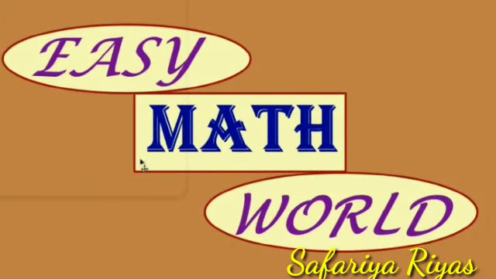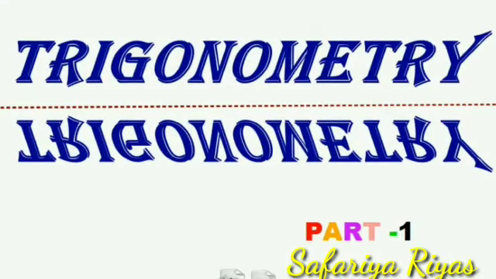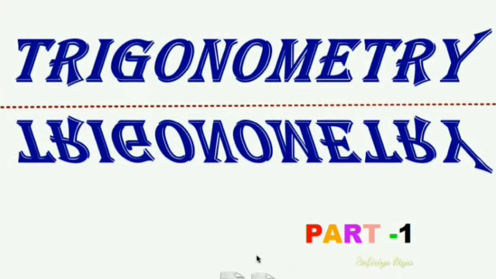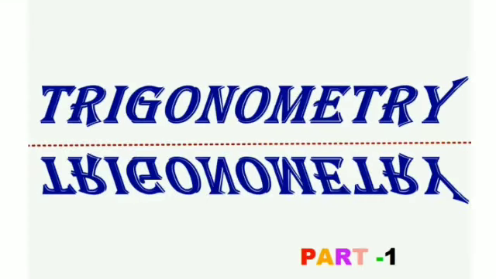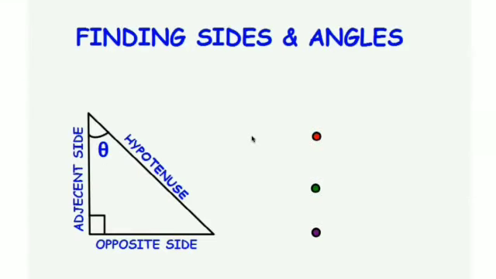In this video, we are discussing the topic trigonometry, first part. We already discussed the basic part, and now, related to the basic part, how we will calculate the sides and angles. So, finding sides and angles by using trigonometry. We know we are using a right angle triangle.